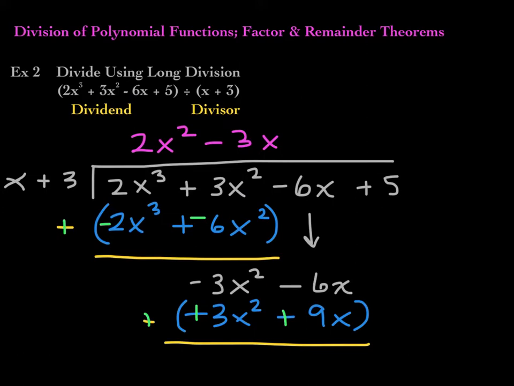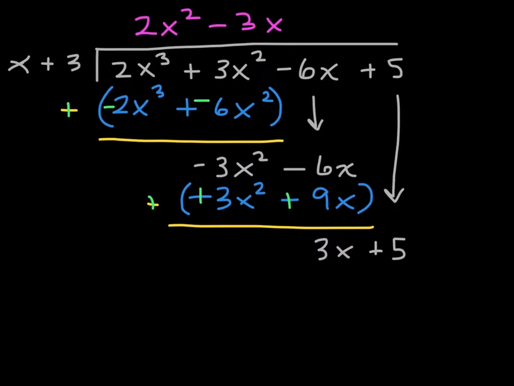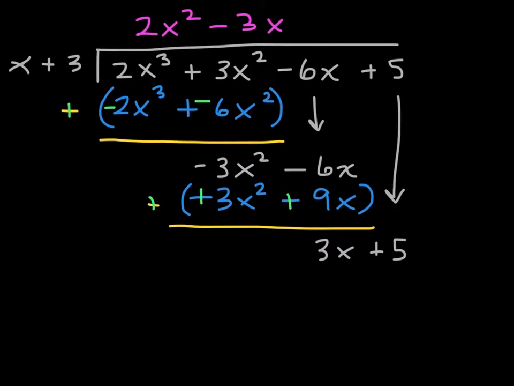So I know I'm on the right track because this first column here adds to 0x squared, which is just 0. But here you get positive 3x, and bring down the last term in your dividend. Let me move up here. Okay. Now you start the process all over again, one more time. X times something gives me 3x. X times 3 will give me 3x. So that's what I write.